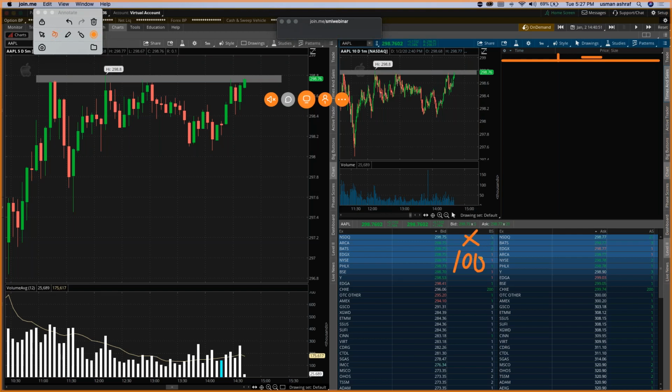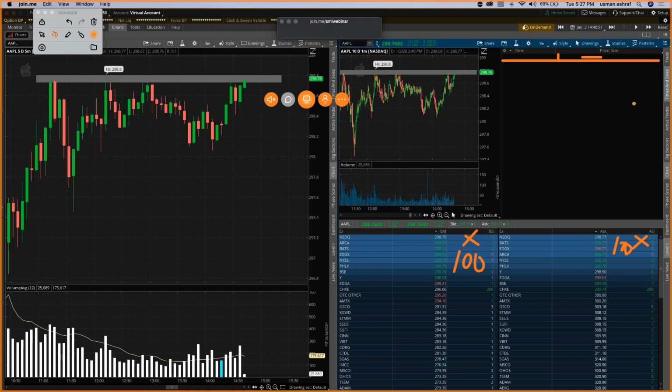So on level 2, each size of the bid, you have to times it by 100. Okay, bid side or ask side. So that means 21 times 100. This is how many sell orders are sitting here. 5 times 100, this is how many buy orders are sitting here.